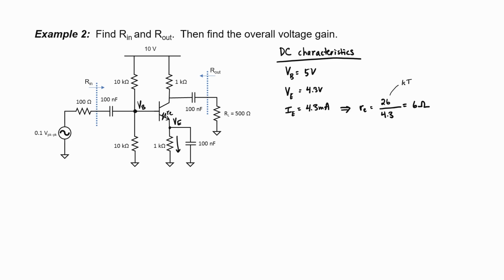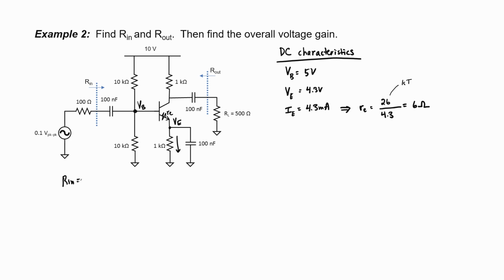If the transistor runs hot, then the temperature is going to go up and the emitter resistance is going to go up. Whether or not that causes the gain to go down or up depends on the kind of circuit that you're dealing with. Let's go ahead and find the input impedance R sub N.